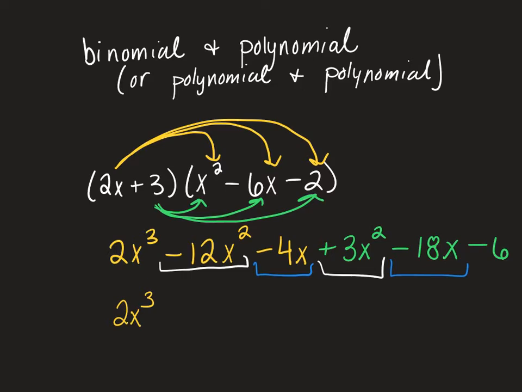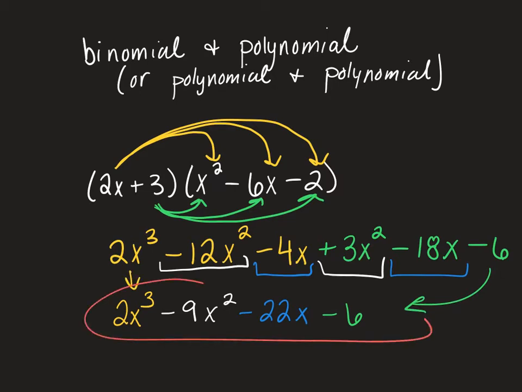Right, and then we're going to do negative 12 plus 3. And that will give us a negative 9x squared. And then we do negative 4x and negative 18x, which gives us a negative 22x. And then we just bring down our minus 6, right, just like we brought down our 2x to the third. So then our final answer is 2x to the third minus 9x squared minus 22x minus 6.